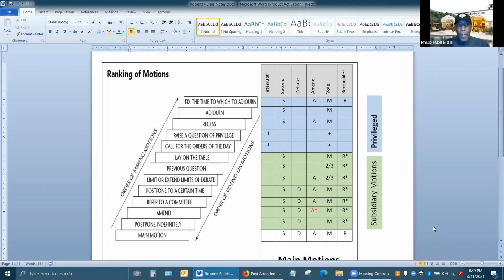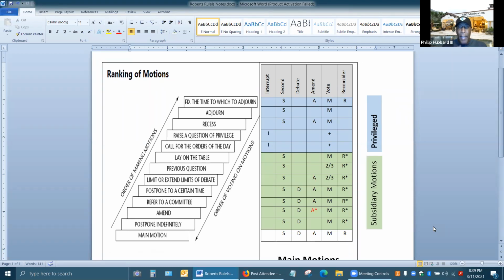Okay. Ranking of motions. We're going to start in the order of where a motion is being made. When you start off making a motion, you start off with the main motion. And the main motion, again, is not the most important motion, it is the main motion. It's what brings a discussion to the assembly.